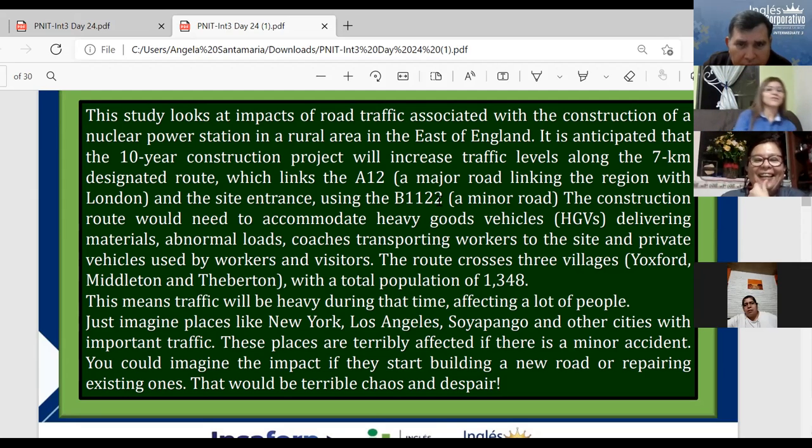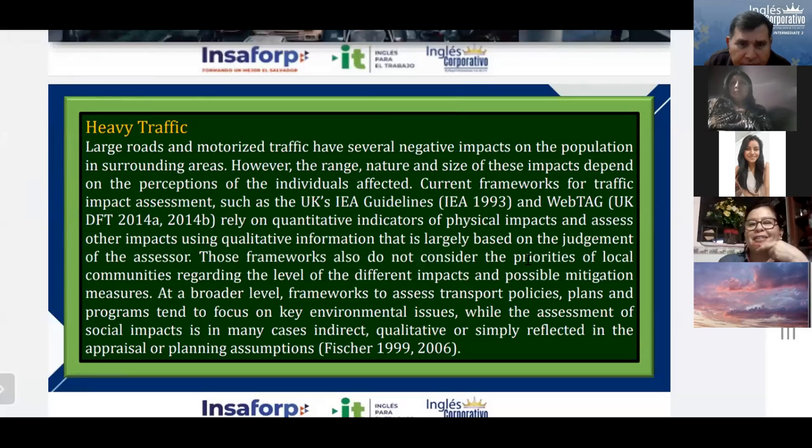HGVs, delivering material, abnormal loads, transporting workers to the site and providing vehicles used by workers and visitors. The road crosses three villages. Impact assessment tends to focus on key environmental issues, while the assessment of social impact is in many cases indirect, qualitative, or simply reflected in the appraisal of planning assumptions.